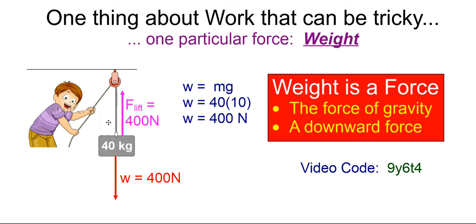Now here's the trick. To lift this thing, this boy must exert exactly 400 newtons to lift it. If he exerts 200, it's not going to beat the 400. It's not going to lift, is it? 300, no. But just at 400, it begins to move up, doesn't it? So when you lift something, you're exerting a force equal to the weight. A weight is a force. The force of gravity is a downward force. And to lift, you must exert a force equal to the weight.